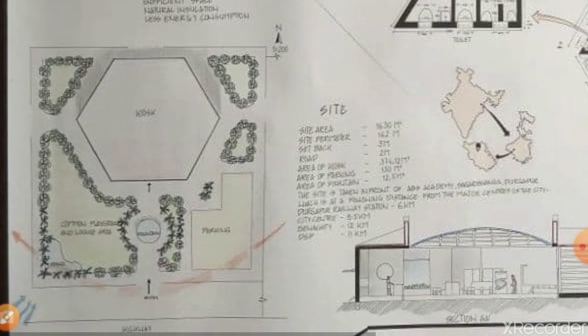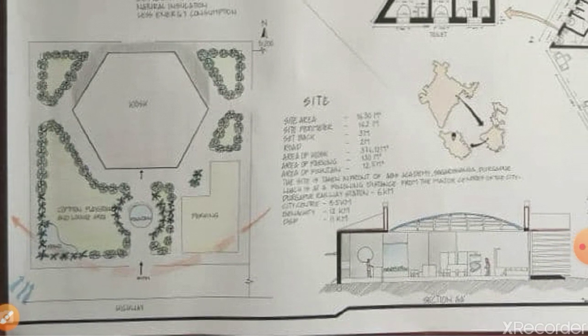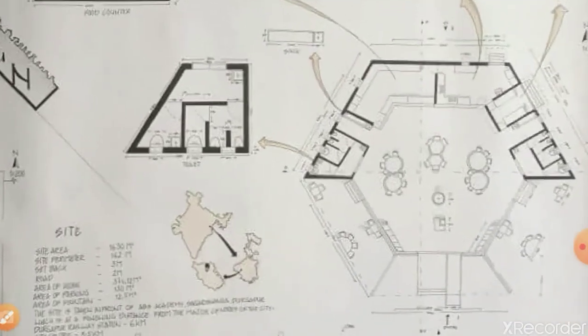Here is my site plan, which has the entrance towards the north side. On entering, we have a fountain area. On crossing that area, we get to the block of the kiosk. On the right hand side, we have the parking area, and on the left hand side, we have the common playground and lounge area. Now, here is my plan.